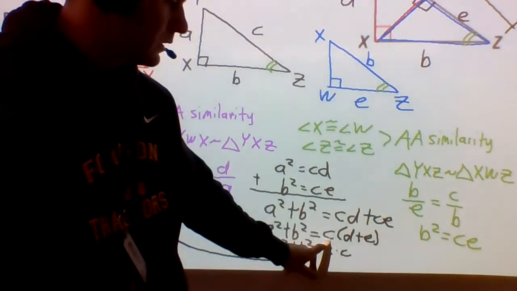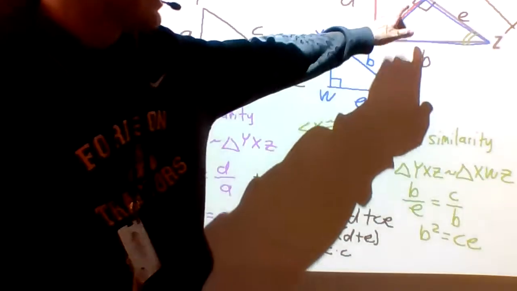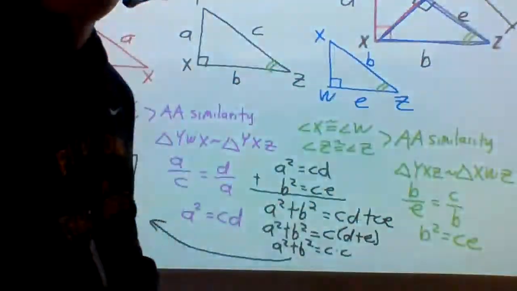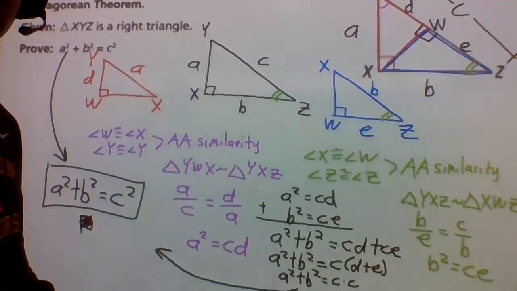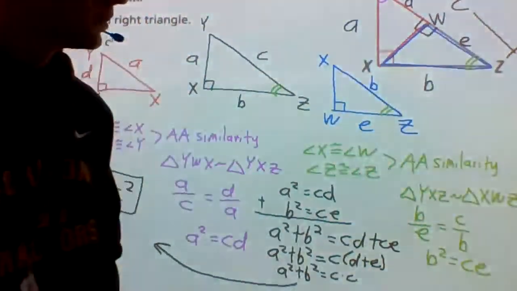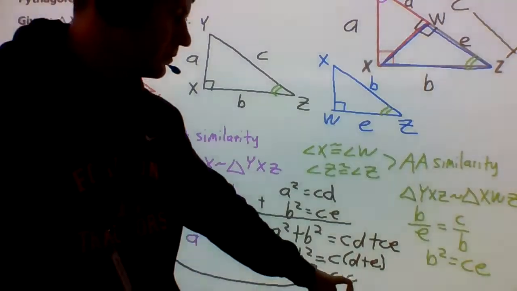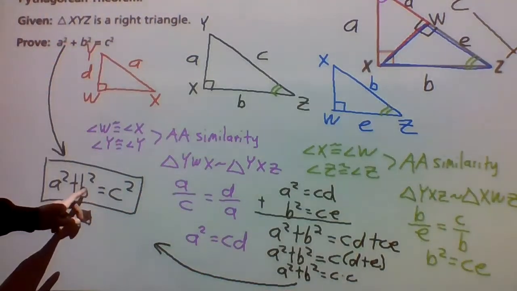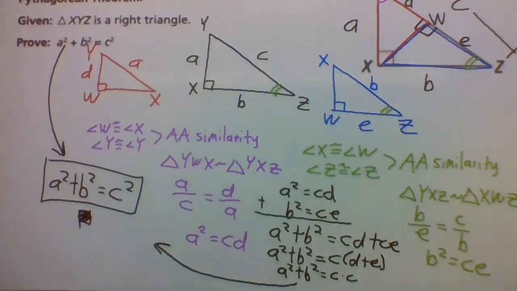We factored out the c, and then we know from our diagram d plus e there is going to be c, the length of the original hypotenuse, and then c times c is simply c squared. So we've shown that a squared plus b squared equals c squared.